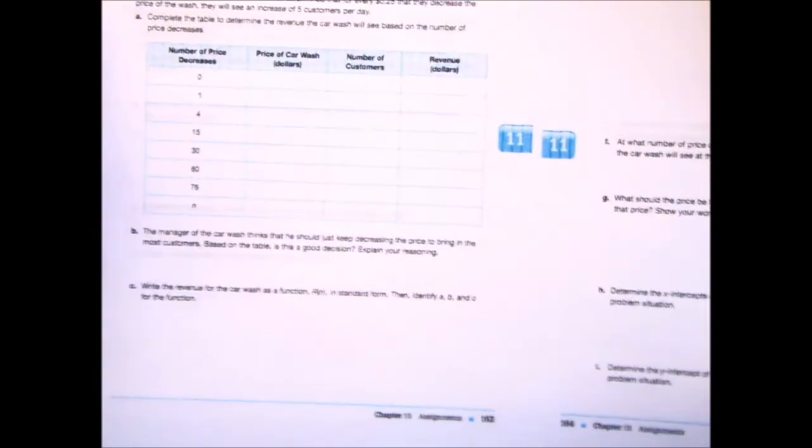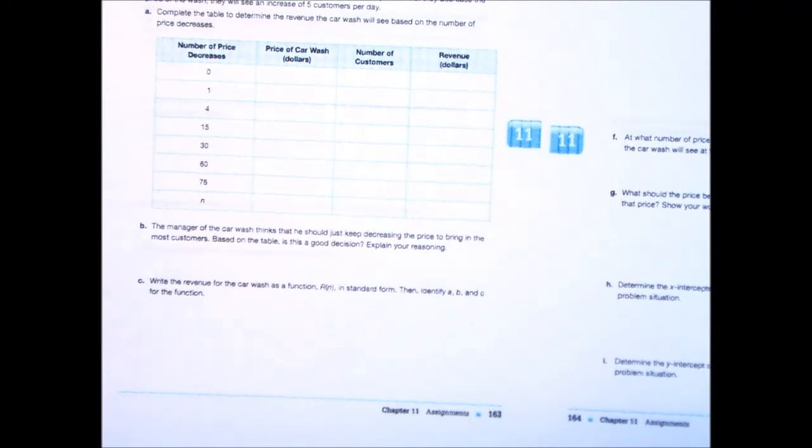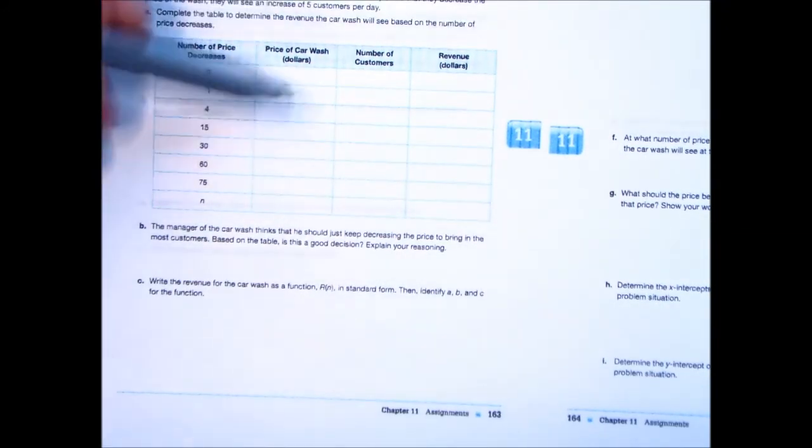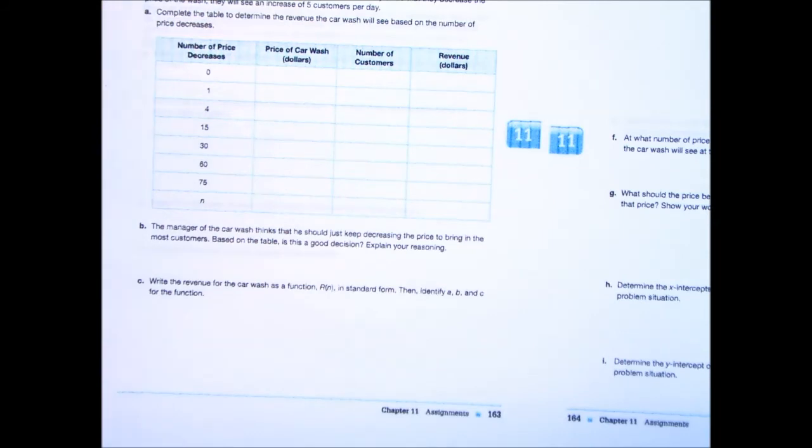All right, let's look at 11.4. 11.4 has you fill out the chart. This is a lot more in depth. This should not take forever, but this is more like our software. Okay, it says the car wash charges $20 for its deluxe wash. At this price, the car wash averages 200 customers per day.